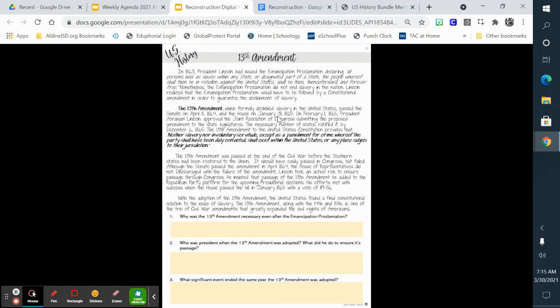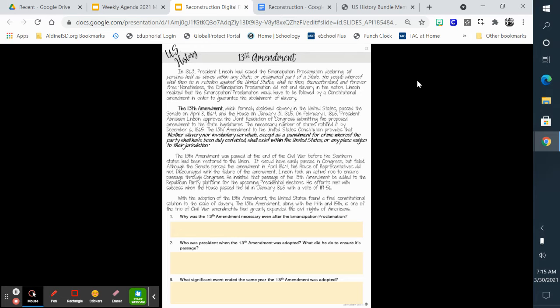The 13th Amendment, which formally abolished slavery in the United States, passed the Senate on April 8, 1864, and the House on January 31st, 1865. On February 1st, 1865, President Abraham Lincoln approved the joint resolution of Congress submitting the proposed amendment to the state legislatures. The necessary number of states ratified it by December 6, 1865.